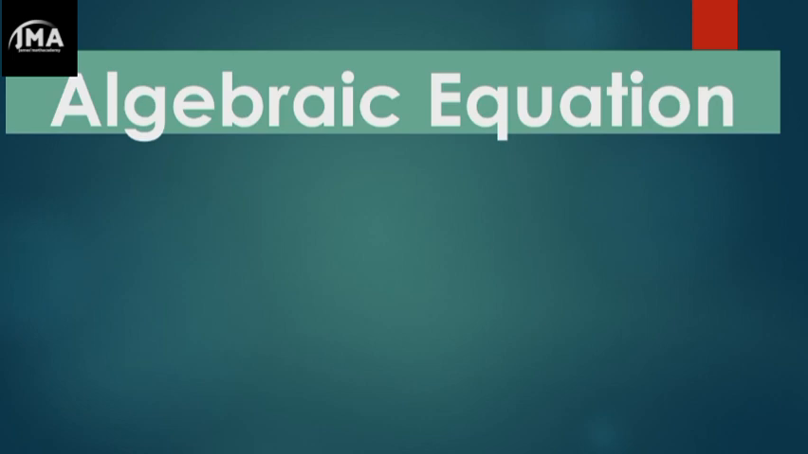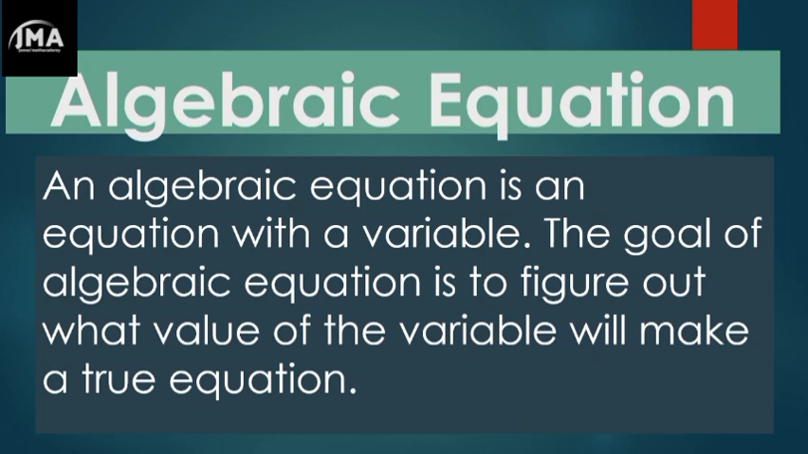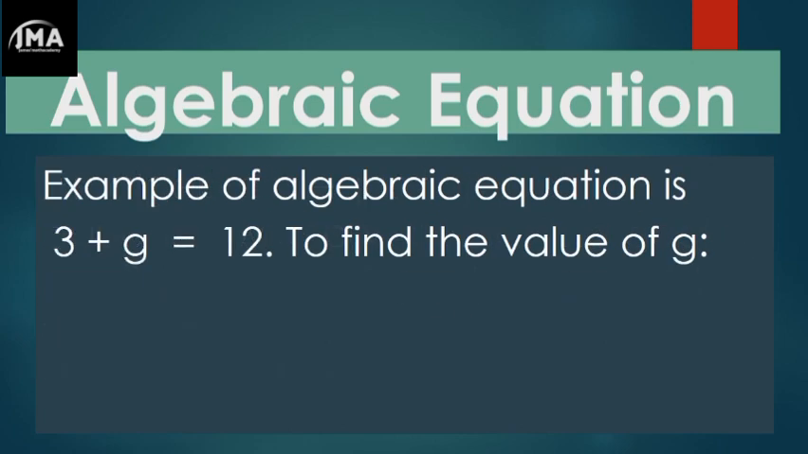algebraic equation. An algebraic equation is an equation with a variable. The goal of an algebraic equation is to figure out what value of the variable will make a true equation. This is a classical example of an algebraic equation. G in this equation is a variable. So 3 plus G is equal to what? 12. How are we going to solve it?